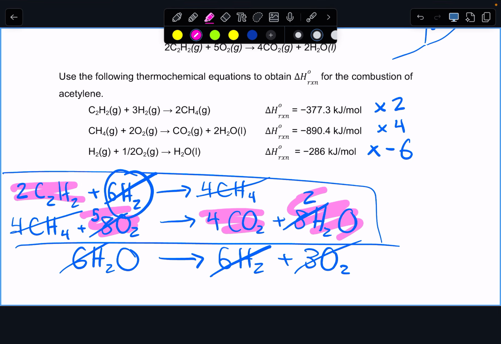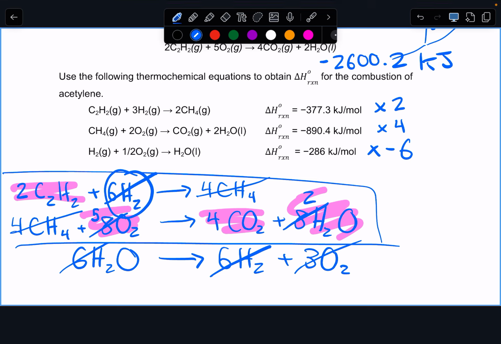So now we have to actually add up the numbers. So negative 377.3 times 2 plus negative 890.4 times 4 plus negative 286 times negative 6. So this comes out to be negative 2,600.2 for this equation. So you're figuring out what manipulations, that's what all this is to confirm that you did that right, how to manipulate them, then do it to the delta H's to get your actual answer.